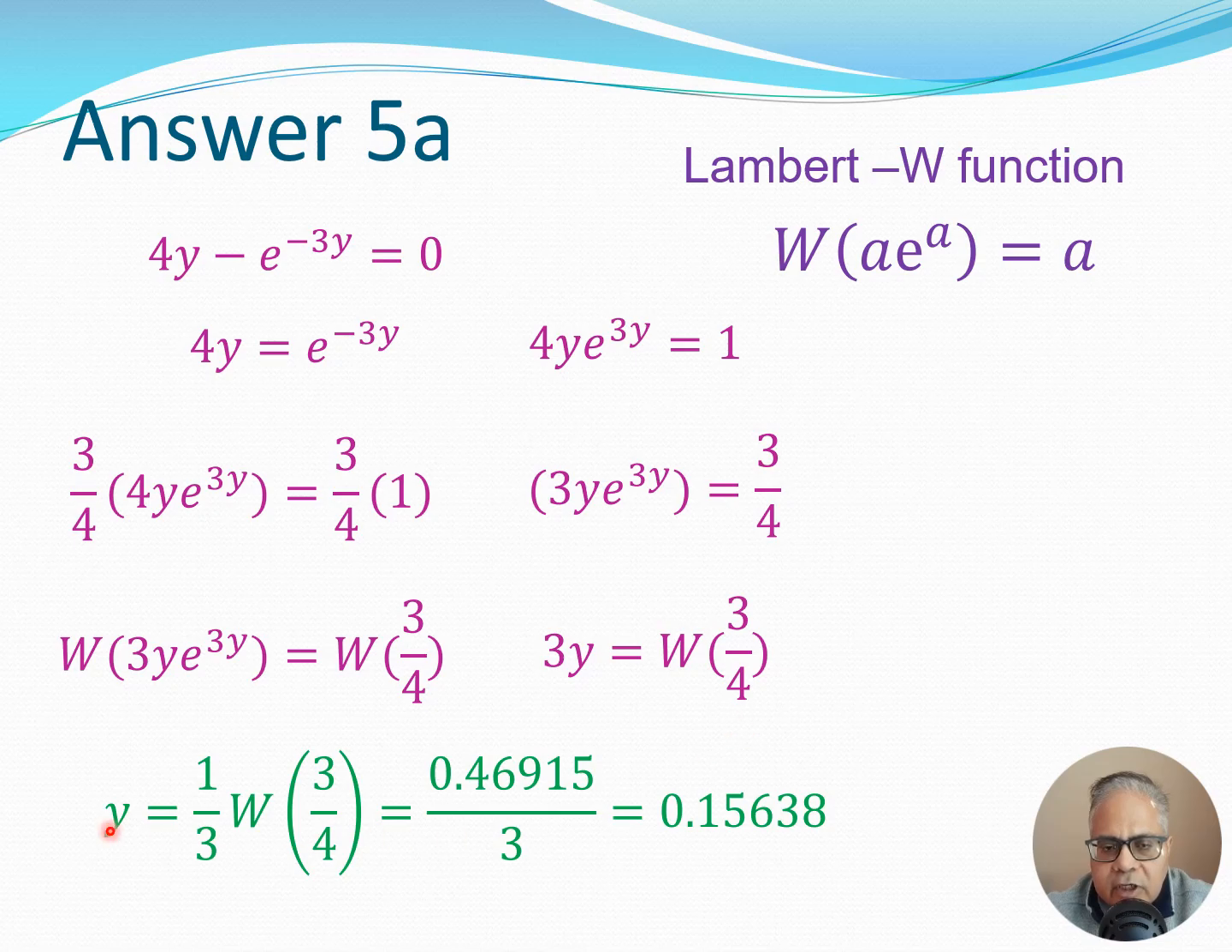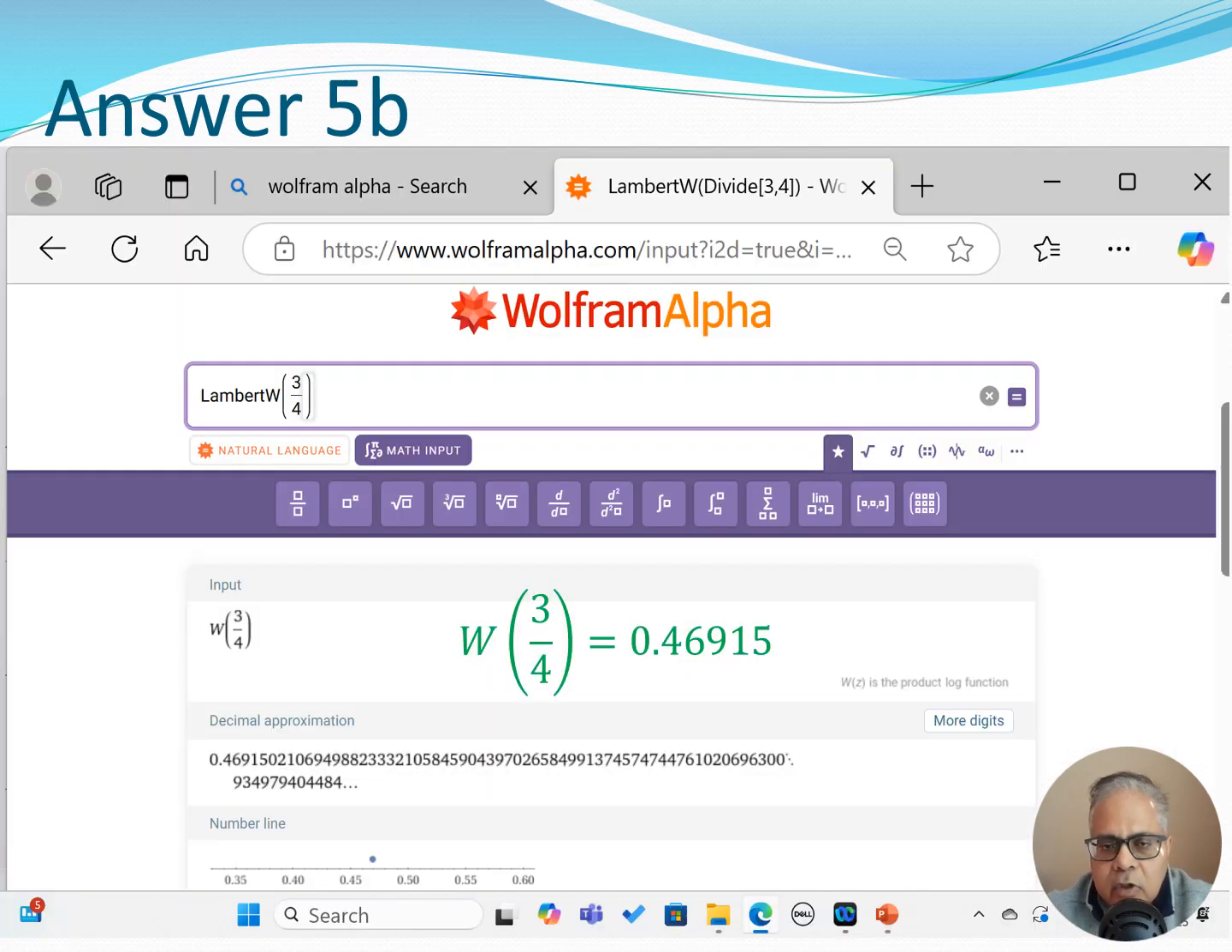So then I can immediately write y is 1/3 W3 by 4, and so this is a closed form solution of this particular equation here. Now the W3 by 4 comes out to 0.46915, and so the value of y is essentially 0.15638. Now how did I get this value? Again, I got it from the software, or rather I should say the online mathematical system known as Wolfram Alpha, and here I put Lambert W3 by 4 and I got this value here.